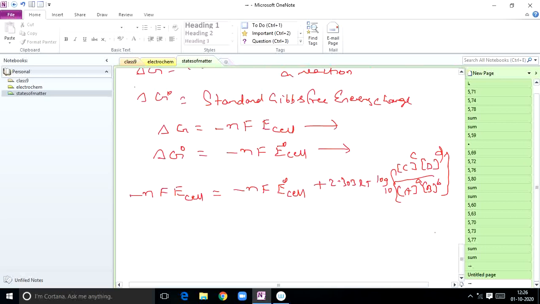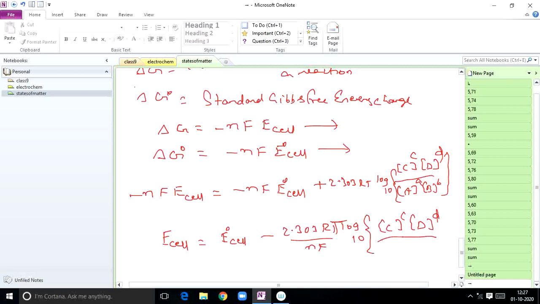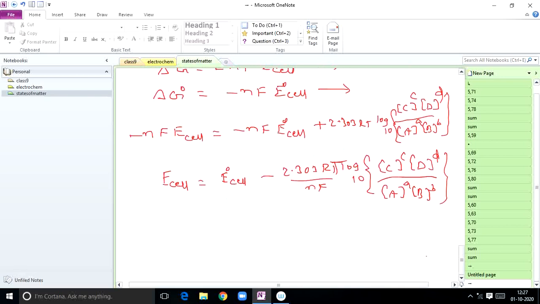So solve this equation, students. From this you can write E cell is equal to E naught cell minus 2.303 RT by nF into log base 10 of concentration of C whole power c into concentration of D whole power d by concentration of A whole power a into concentration of B whole power b.